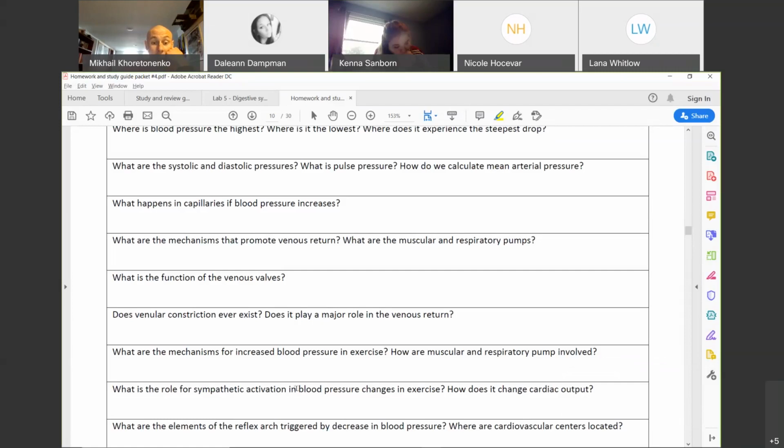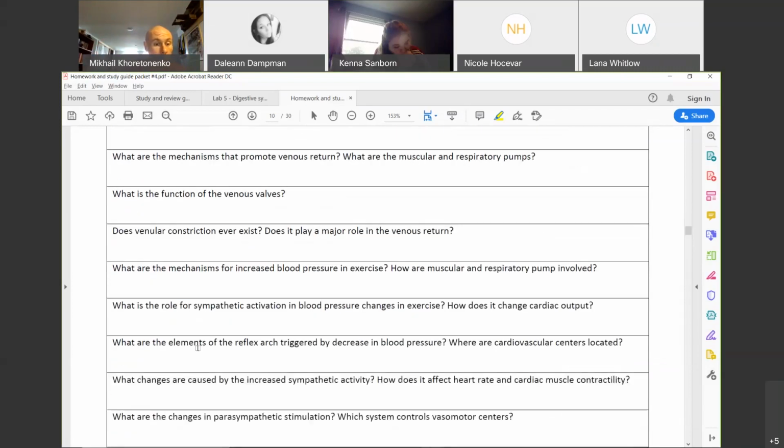Sympathetic activation and blood pressure changes in exercise: vasoconstriction, increased contractility, so it increases cardiac output. Elements of the reflex arc triggered by a decrease in blood pressure.